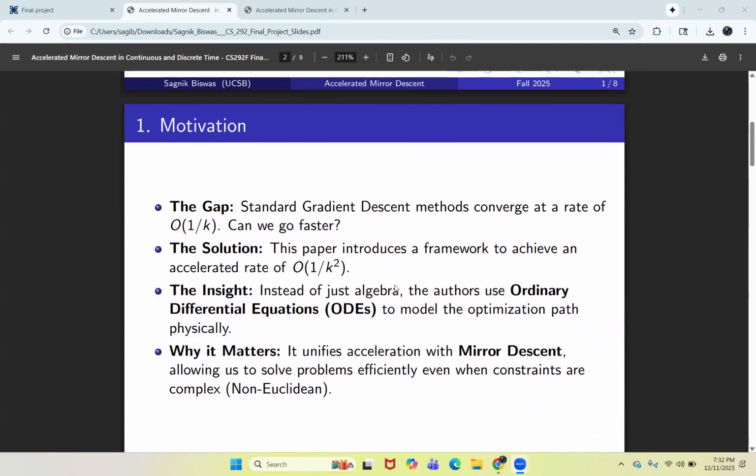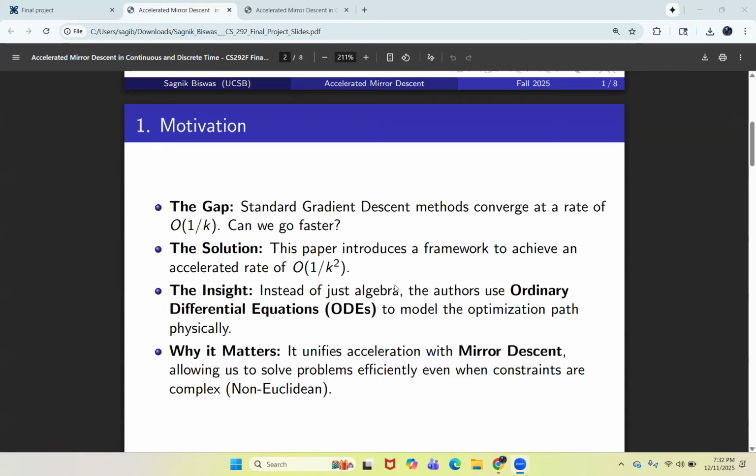Throughout the quarter, we focused on gradient descent and projection methods that converge at a rate of O of 1 over K. While this is robust, this can be slow for large scale problems. So this paper introduces a framework that achieves a quadratically faster rate of O of 1 over K squared. And what makes this paper unique is how they derive it.